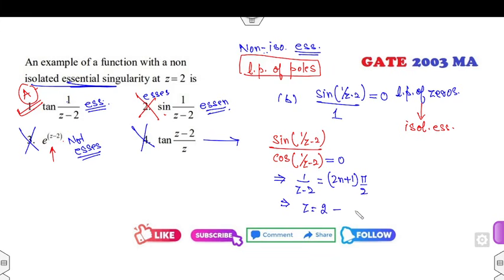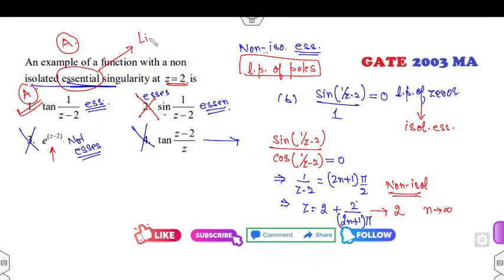Z will be 2 plus 2 over (2n minus 1) pi. So what is the value as n approaches infinity? As n approaches infinity, this will be 0. It goes to my 2. So yes, A is my non-isolated essential singularity.